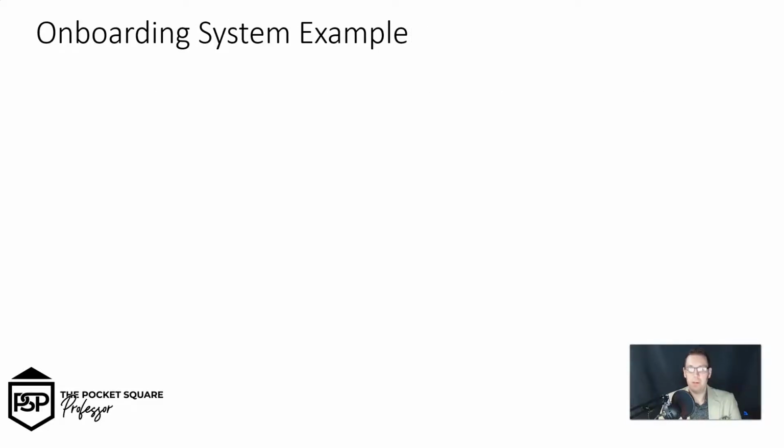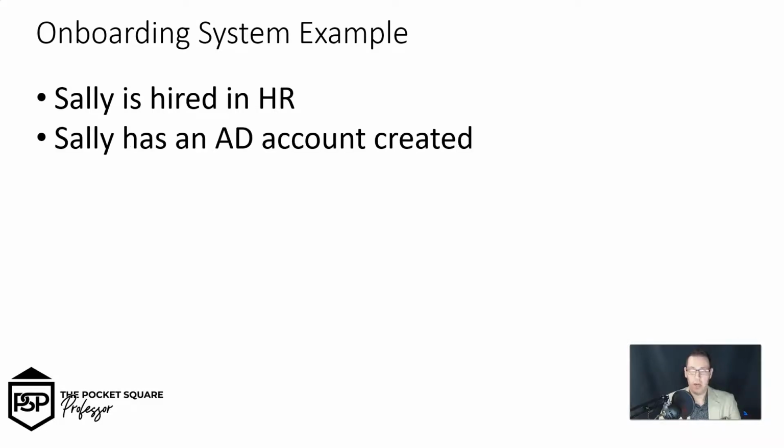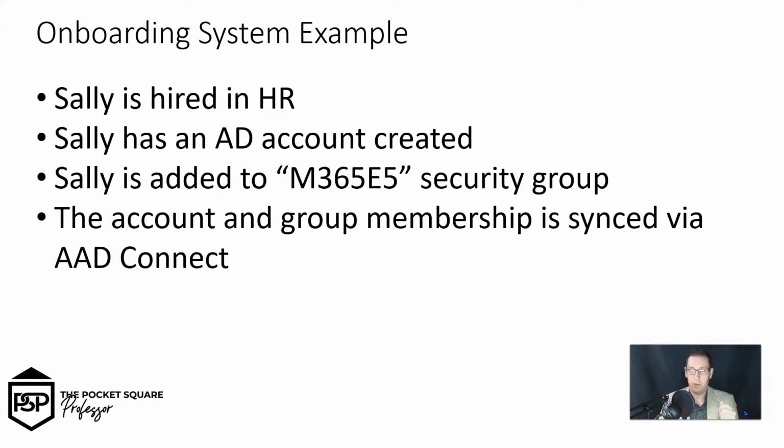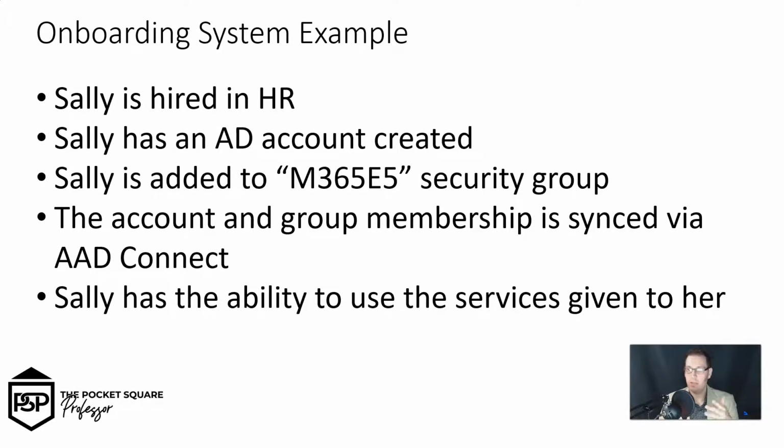So an onboarding example, this one's a little bit easier. Again, we are hiring Sally. Sally is hired in HR. She's an HR person, and we have hired her in. Generally speaking, we would create an on-premise AD account. And in this instance, using group-based licensing, we have a Microsoft 365 E5 security group. We add her to that on-premise security group. The account and that group membership is synchronized via the AD Connect server. And guess what? Sally can log in and do all of the stuff she needs to do. So onboarding is pretty easy.